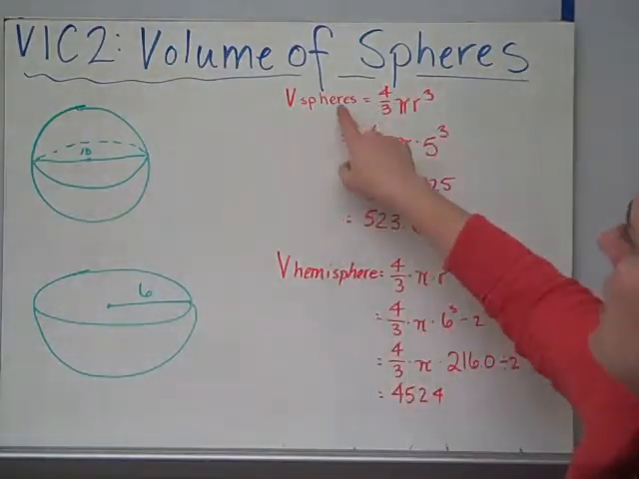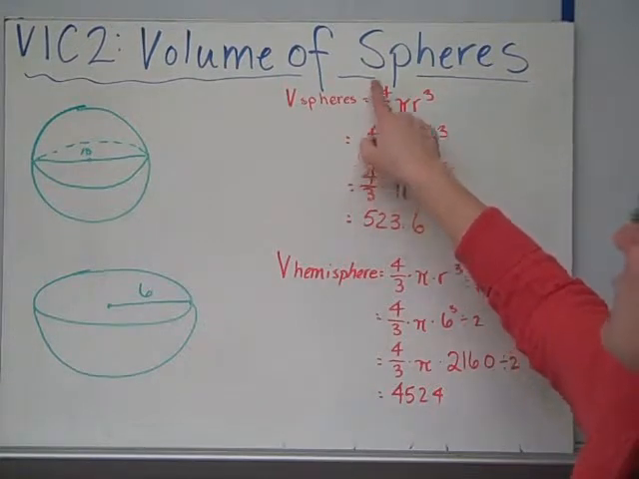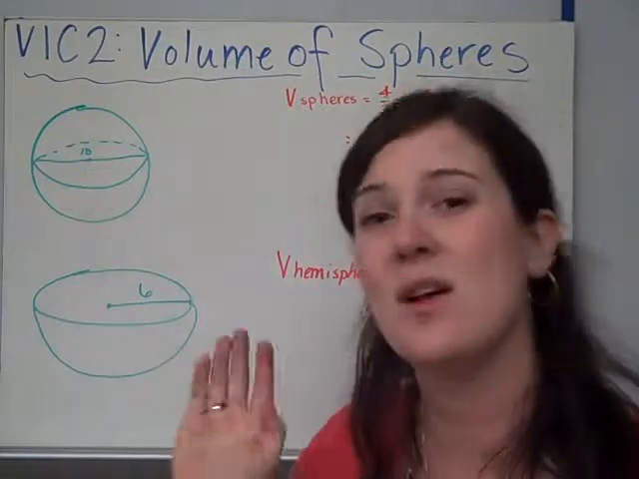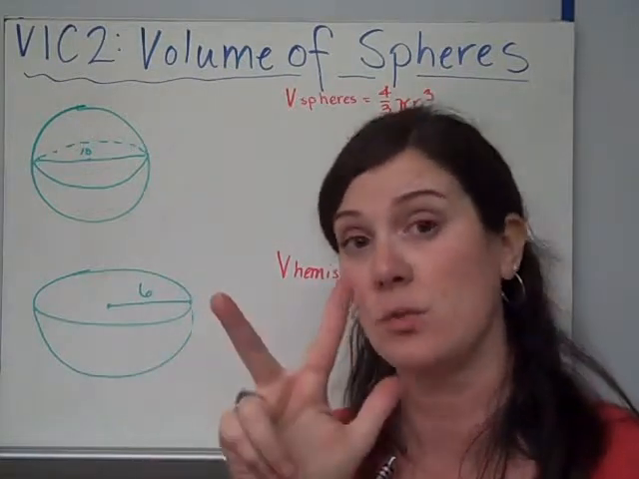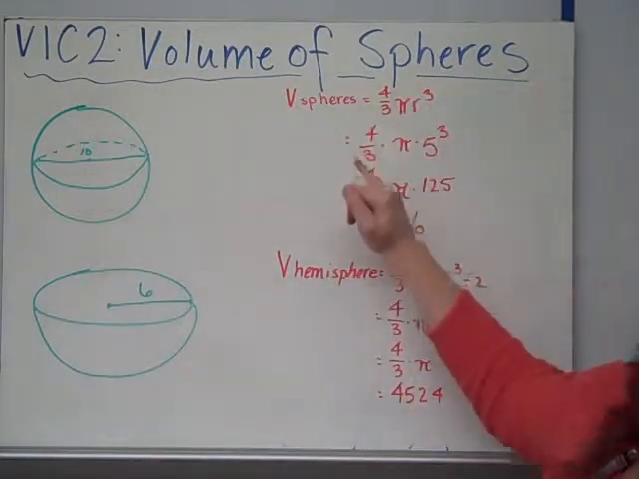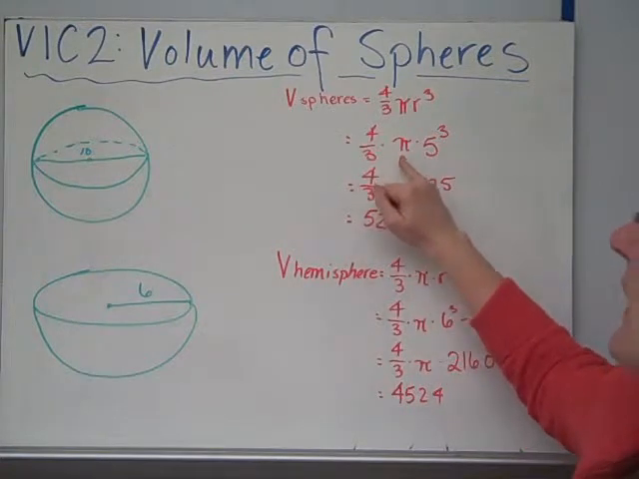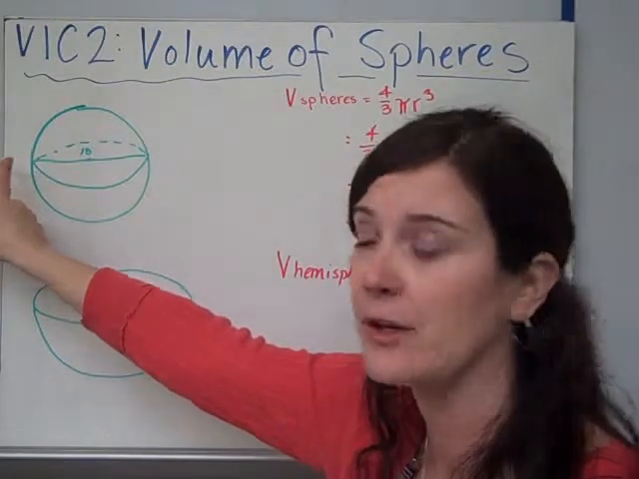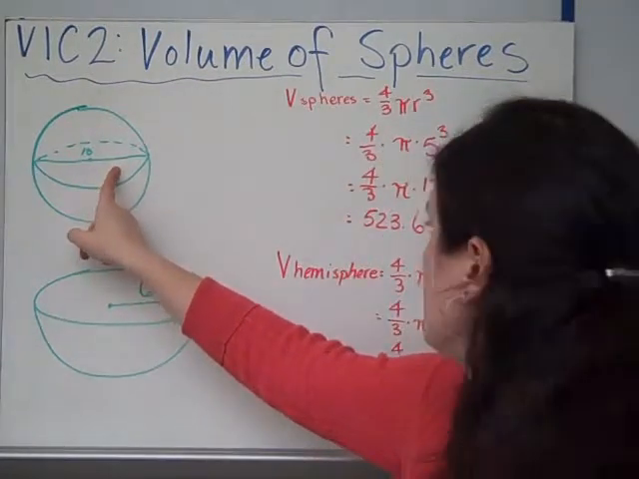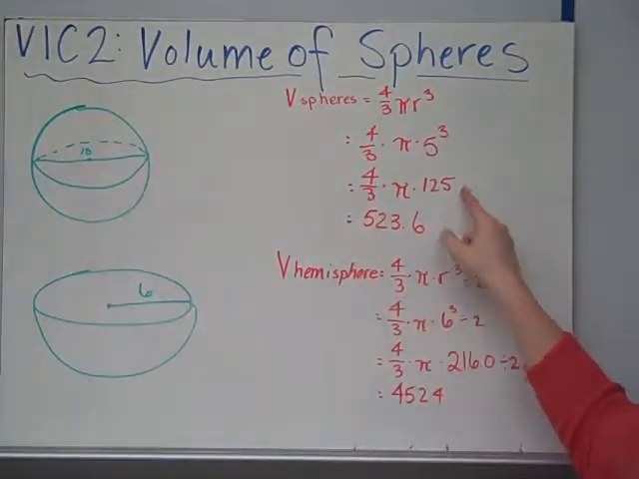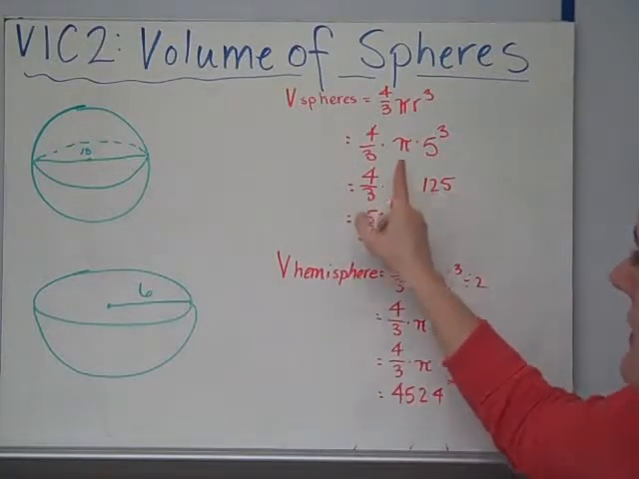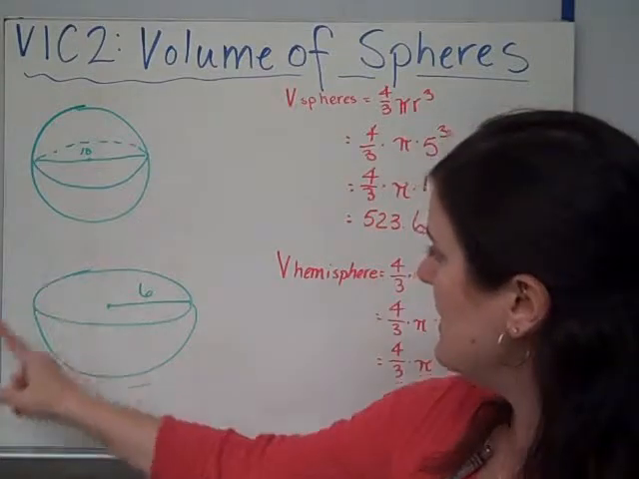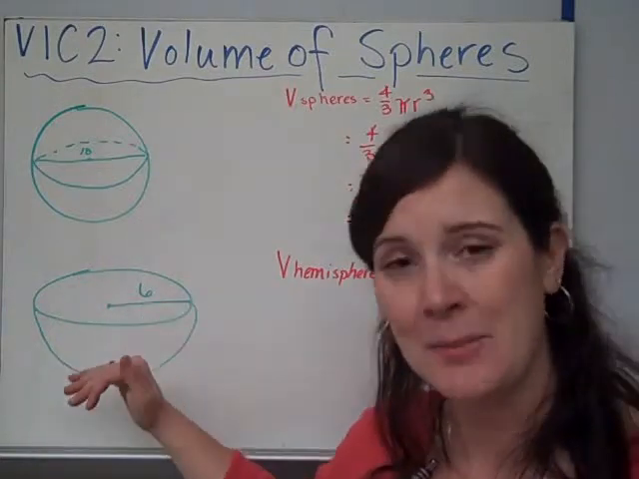So, the volume of spheres, the formula is 4/3 times pi times radius cubed. This is the only formula that has radius 3 times. Substitute the numbers in, 4/3 times pi times 5 cubed. Again, 10 is the diameter, 5 is the radius. And then 5 cubed is 125. When you multiply this all out, you get 523.6.